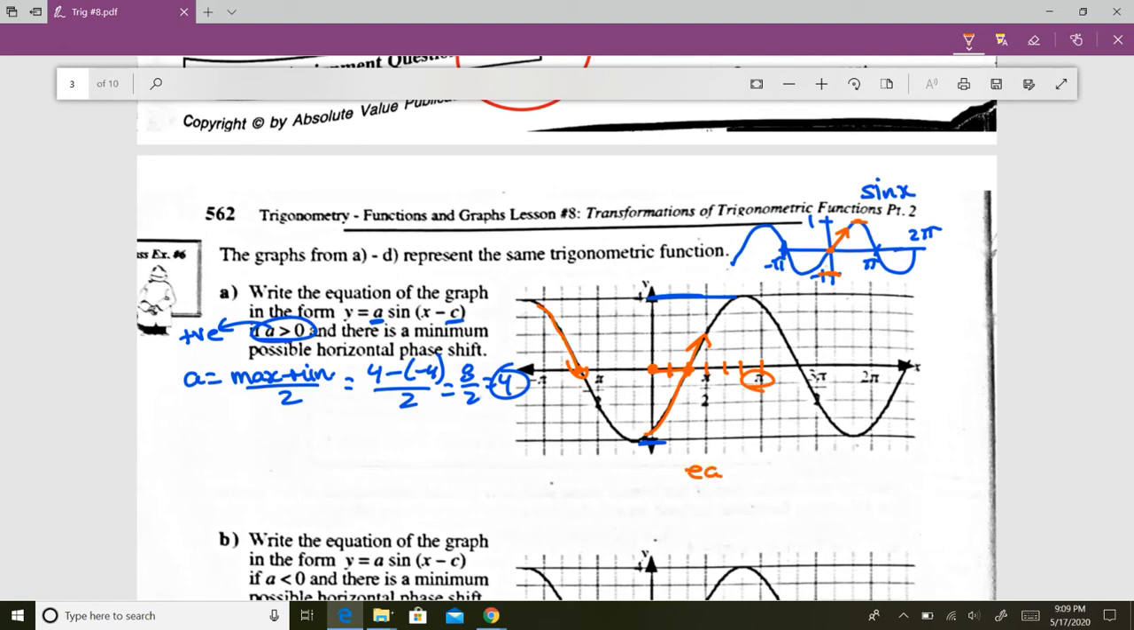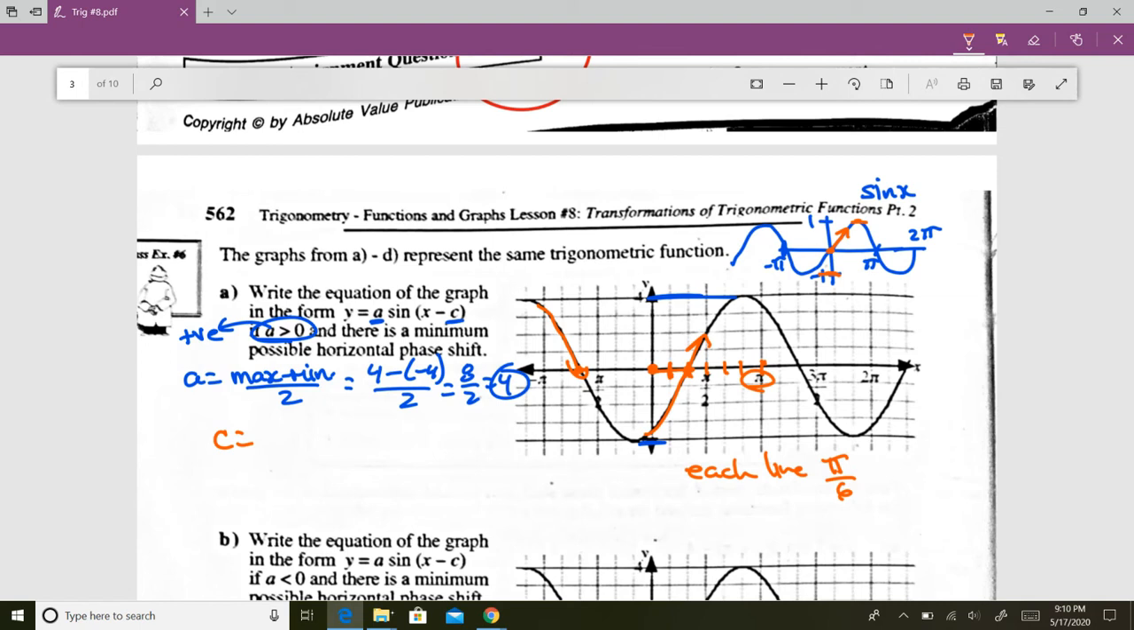So each line is pi over 6, right? Does that make sense? That is pi and it took 6 lines to get there, so pi divided by 6 is what each line is worth. Then what we do to find our C value is we just calculate how many lines there are.